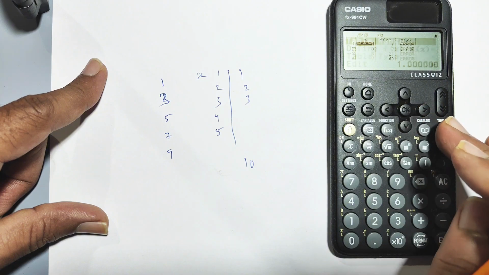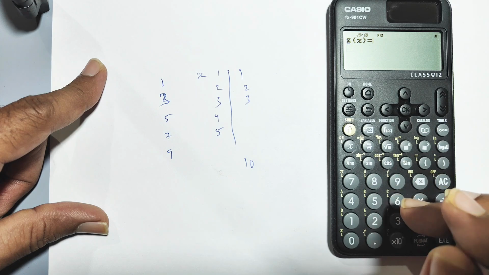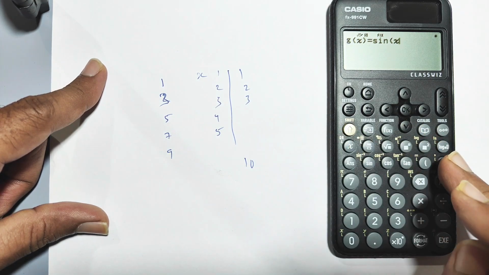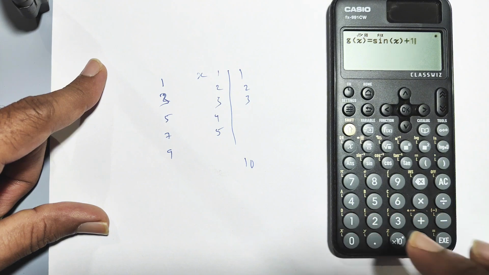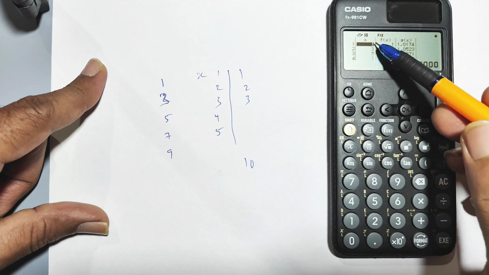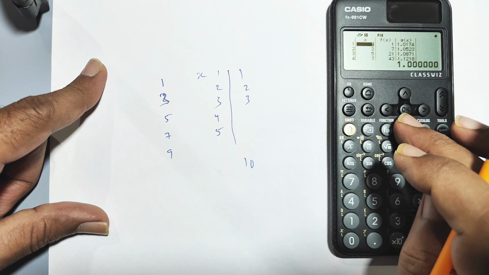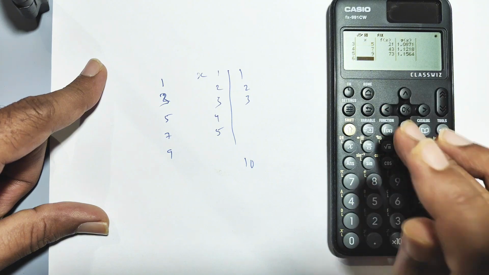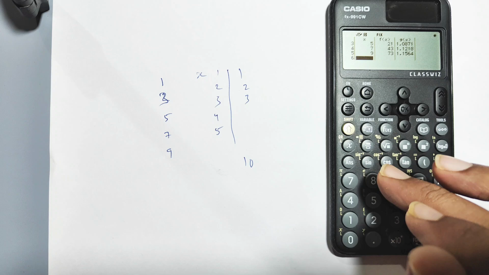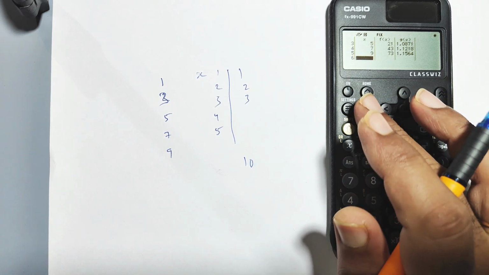And now you go to tools and define gx. You can define gx here, sin x. Suppose I give sin x plus 1. Execute. Now you have got the values of sin x plus 1, where x is 1, 3, 5, 7, 9. Right? So that is how you can find the values. This is particularly useful in case of statistics. When you are learning probability and statistics, this will be very, very useful.